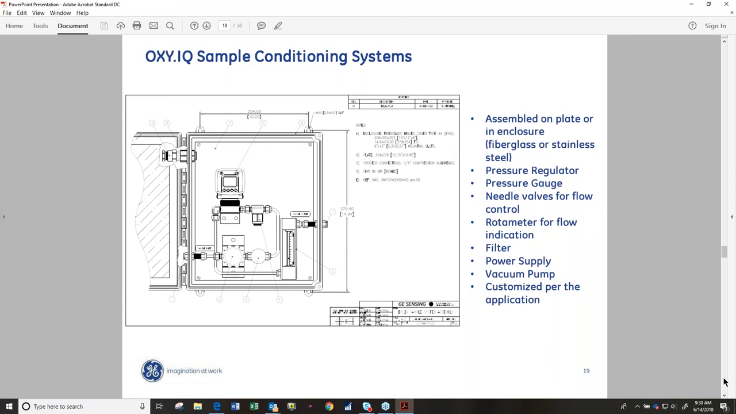And again, we can assemble it in a turnkey sampling system. This is a pretty basic one where we have a pressure regulator that knocks the pressure down. We have a filter. The gas passes through the sensor and vents out through a rotameter just to regulate and observe the flow. But we can add other components, and temperature control. We can add a vacuum pump and so forth. We can add a power supply as this unit operates on DC voltage. And we can go to the next slide.